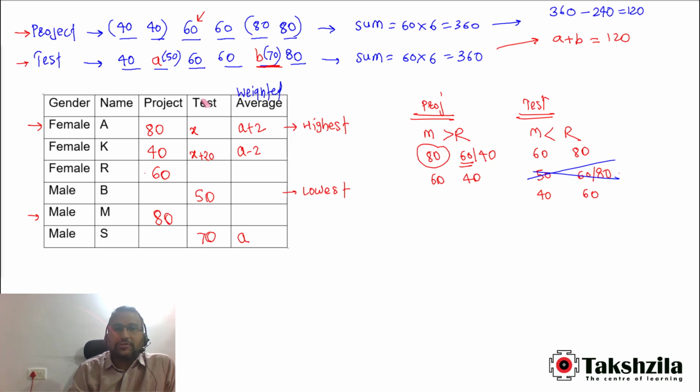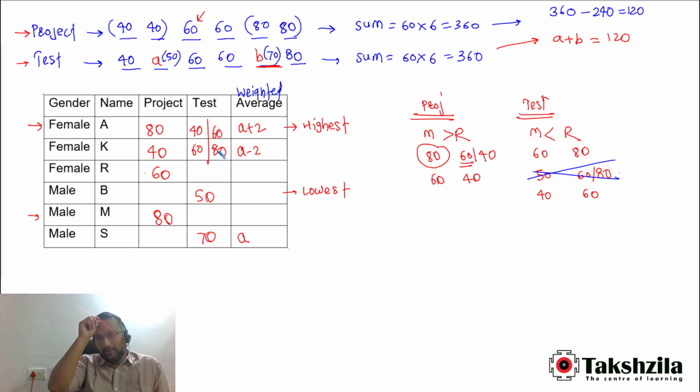So now let's concentrate on this part, X and X plus 20 in the test. What are all the possibilities for this X and X plus 20? Let's have a look at it. 40-60 in the test, or 50-70 is not possible because 50-70 is already taken, and 60-80. So over here the combination is going to be 40-60 or 60-80. Which combination will work over here, that we need to identify.